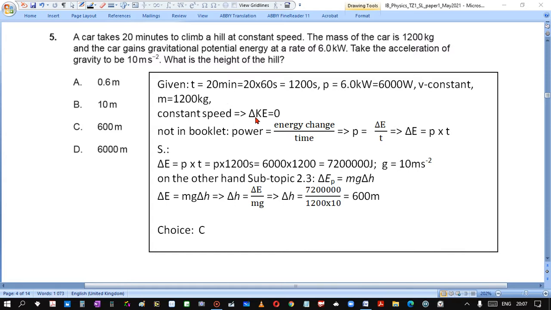Constant speed means that kinetic energy doesn't change. The formula for power is not in the booklet. We rearrange for energy change, which will be power multiplied by time. On the other hand, energy change is the gain in potential energy. So we write energy change equals mg delta H. We rewrite the formula for delta H, and we get 600 meters. So choice C.